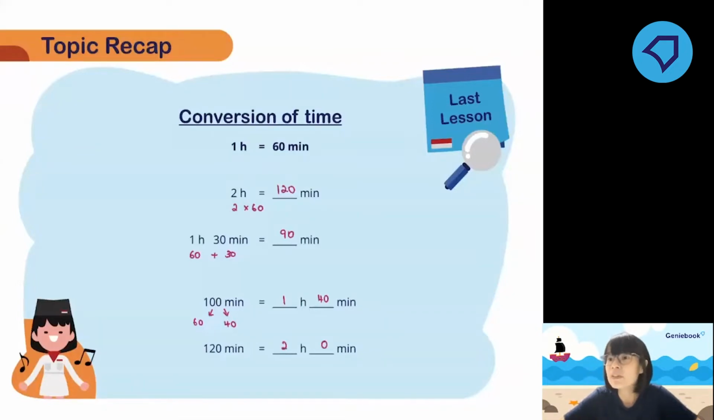Well done. Okay, for those of you who are giving me the answer, you can write 1 hour, 1H and 40 MIN. Please do not write 40M. You write 1 hour and 40 minutes. If you write 40M, you'll be marked wrong. Anybody know why? Why is 40M wrong?